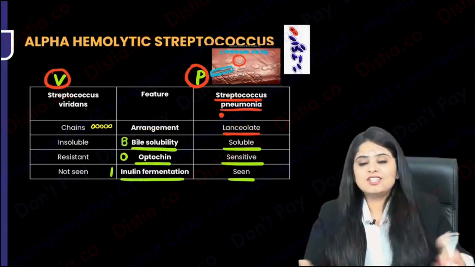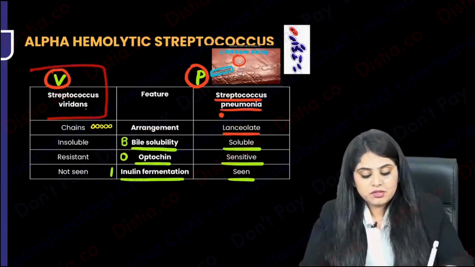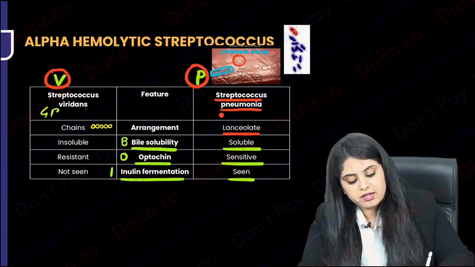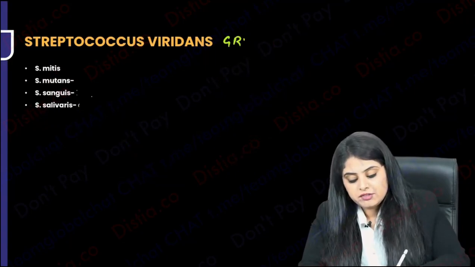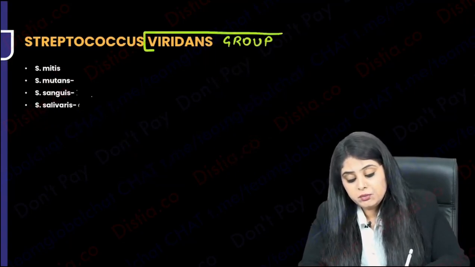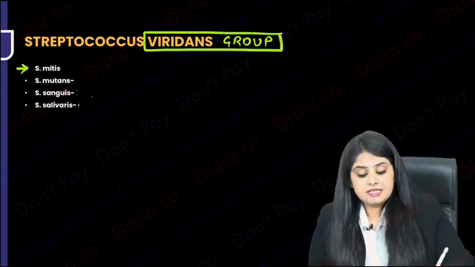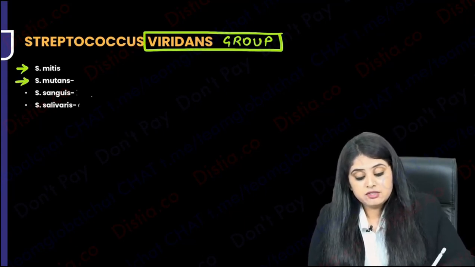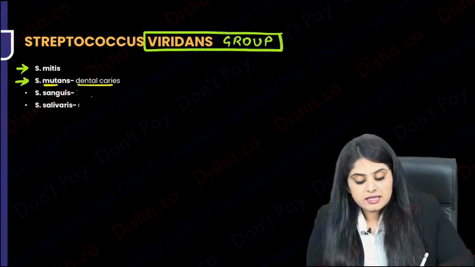Now let's take it up. Actually your chapter is done, but now I'm going to take it up in a little bit more detail. When I say Streptococcus viridans, do you know viridans is not one organism. Viridans is a group. So there is something known as the Streptococcus viridans group that you have to know, which includes Streptococcus mitis. It includes Streptococcus mutans. This is the one that causes mutants mouth. What will it cause in the mouth? Dental caries.